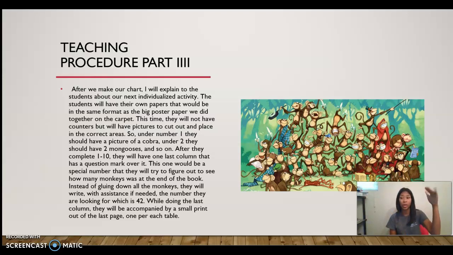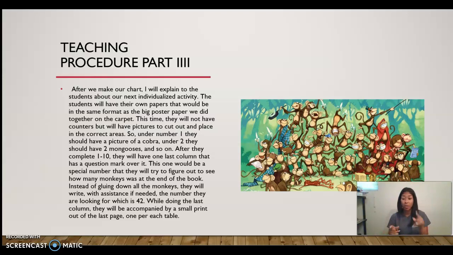So if we have number 1 for the king cobra, they cut out the king cobra and put the 1 king cobra there, because that's all there was in the story. And then for 2, with whatever number 2 was, they will do the same exact thing, and so forth. For our last one, which is the question mark, that will be the number of monkeys, which is why I posted the picture of how many monkeys we ended up seeing at the end, which I believe is 42.